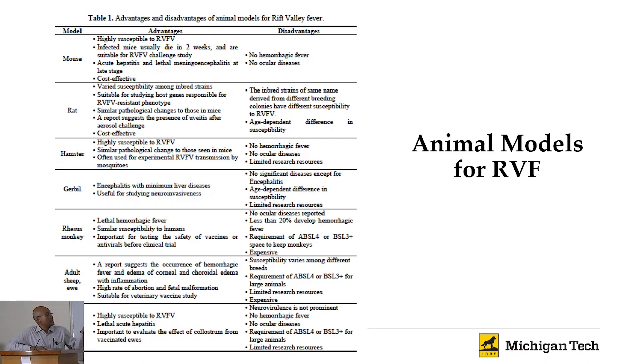But other animals have a lot of limitations. Some animals show the disease, some animals do not. Some are more susceptible, some less susceptible, those kinds of things.